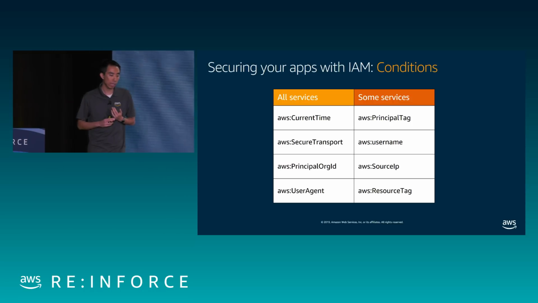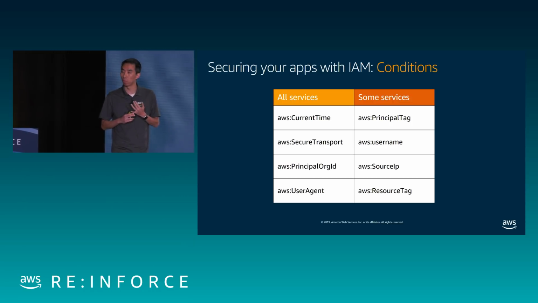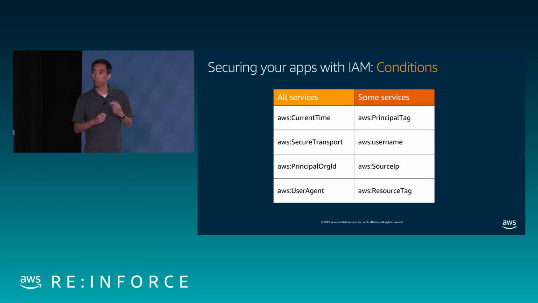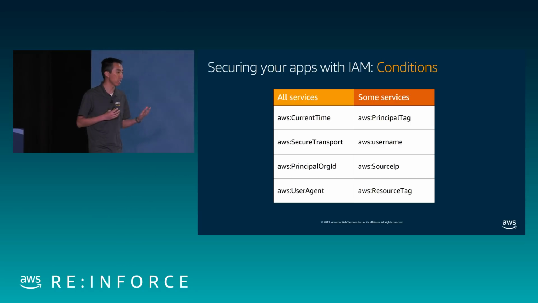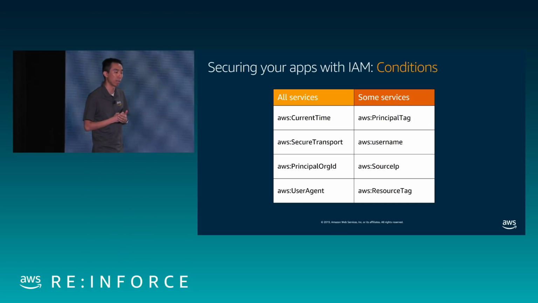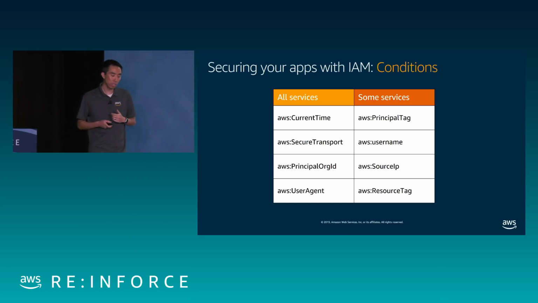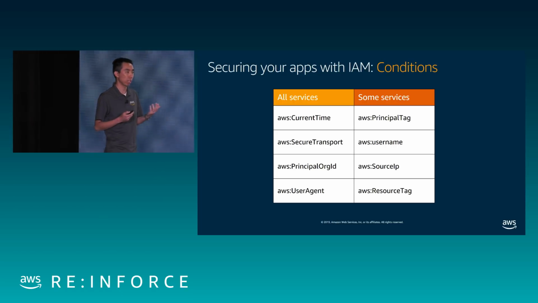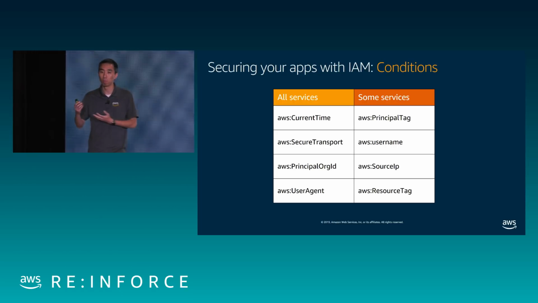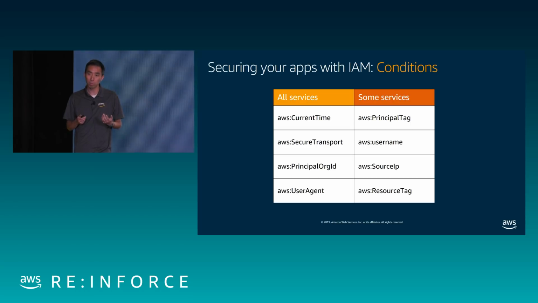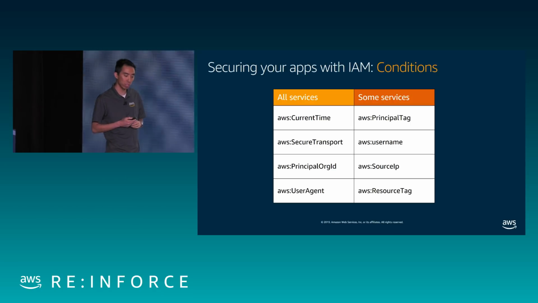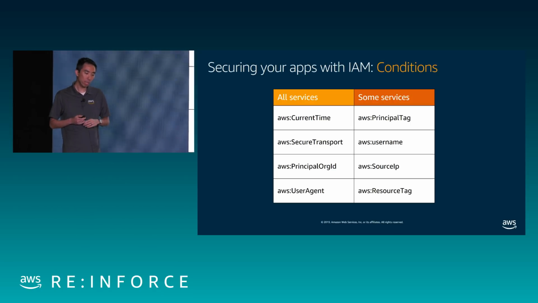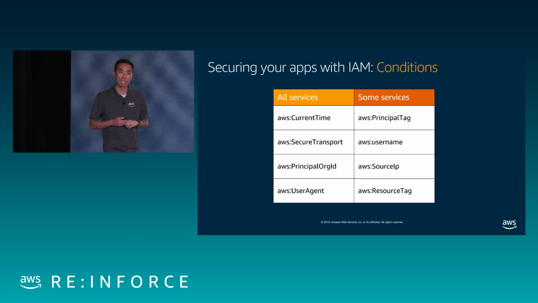Another really great one to look at is secure transport. So you can enforce that all calls made to your APIs come over HTTPS. So you can say, I don't want to allow any plain text HTTP calls to invoke my API. Another one here is user agent, where you can check to see if a user is coming from a browser or from a mobile application. Be careful with this one because user agents, as you know, can be easily tampered with and changed right there in your request. Another great one is the AWS principal org ID.